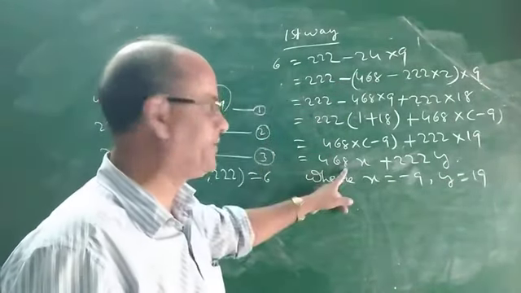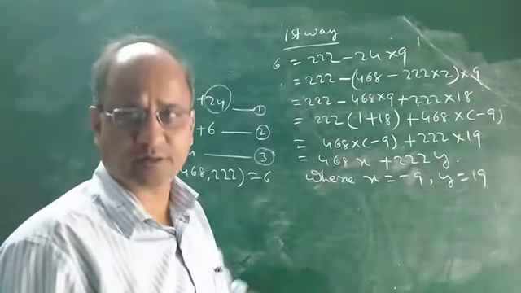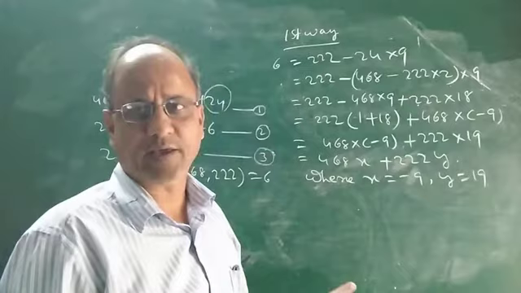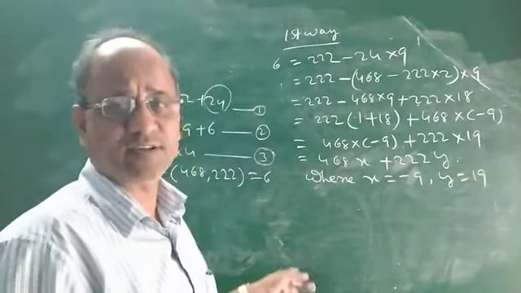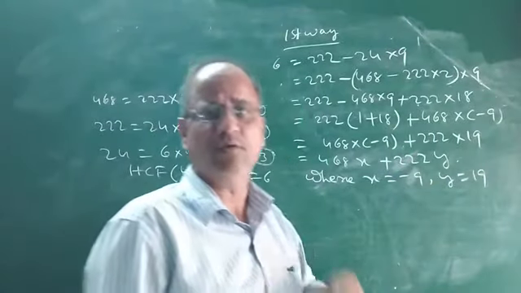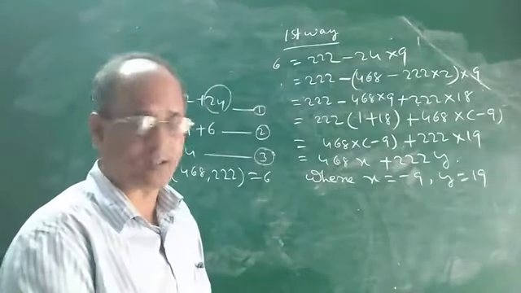Now this 6 has been expressed as a linear combination of the two given positive integers. So this is the first way of expressing the HCF in the form of 468x plus 222y. Now what will be the other way, the second way? We have to express it in another way also.